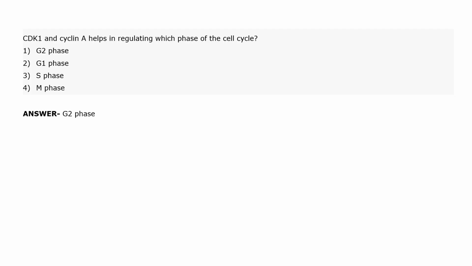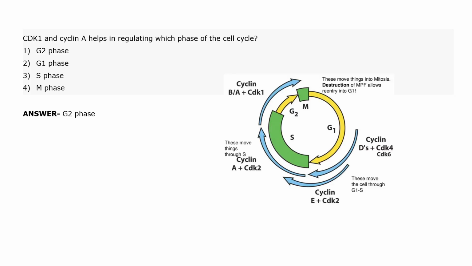Okay, so the answer to this question, you are right, is option number 1, G2 phase. This is the structure of the whole cell division cycle, right? If you start with G1 phase, cyclin D along with CDK4 or CDK6 is essential for regulating its function. In the early phase, cyclin D binds with CDK4, while in the later phase, cyclin D binds with CDK6. However, in order to transition from G1 to S phase, cyclin E is essential, and for that, cyclin E associates with the kinase CDK2 and helps in the transition.